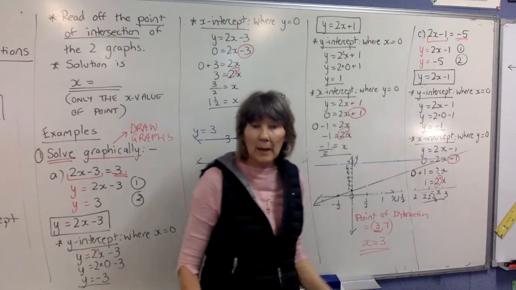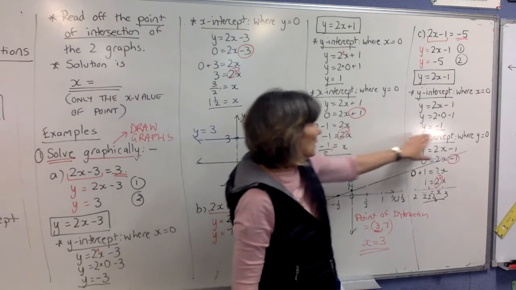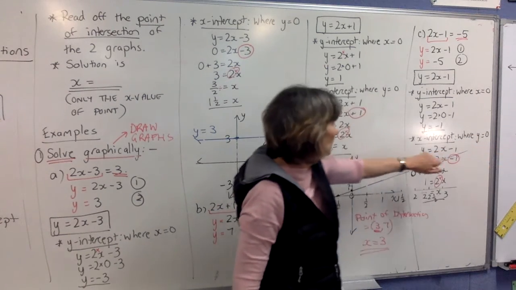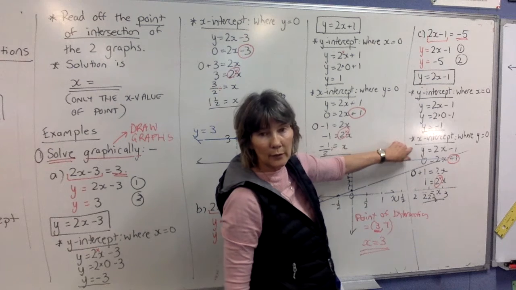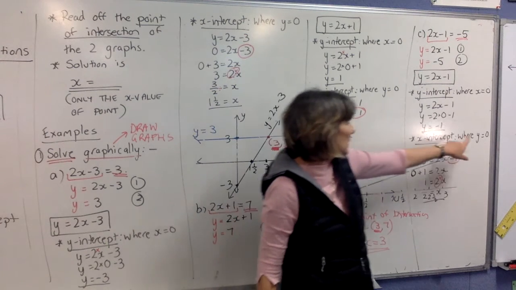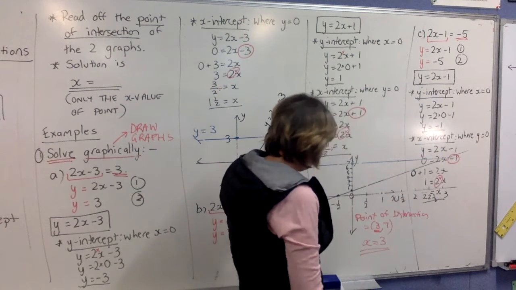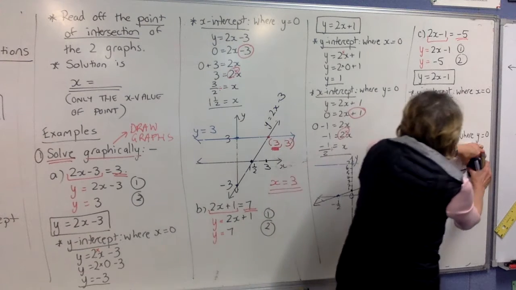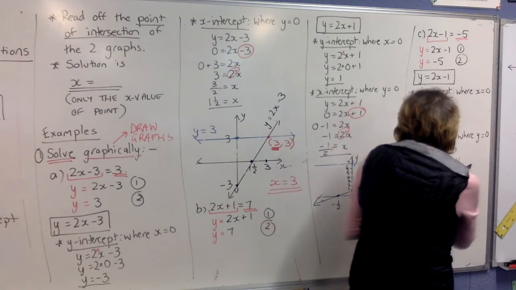The second subheading is your x-intercept, where y = 0. So put your equation down first, then we're putting 0 in for y. Now at this point I'm just going to rub this line out so that you can see what I'm doing.